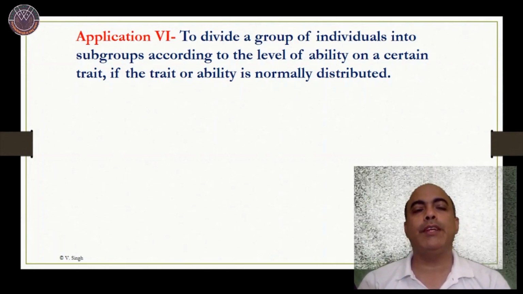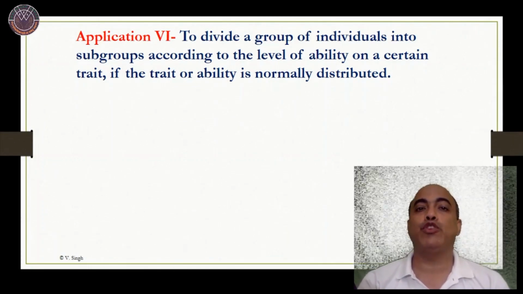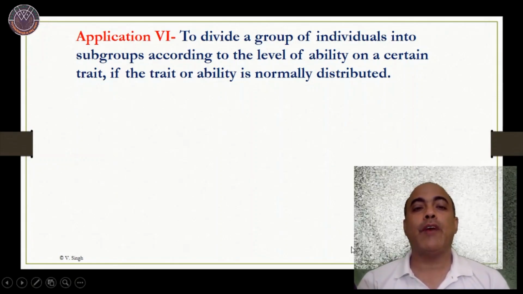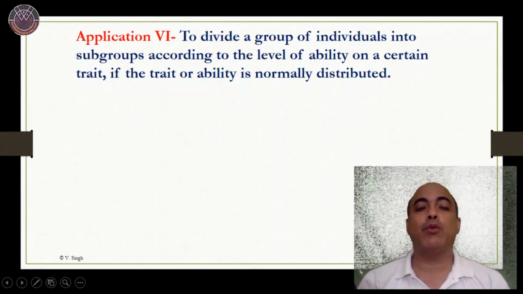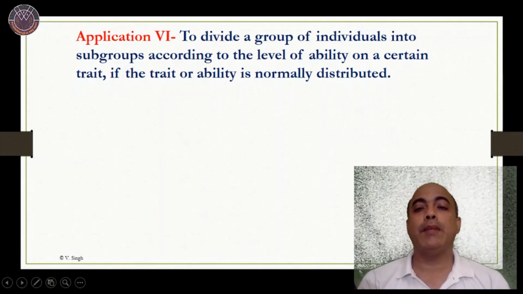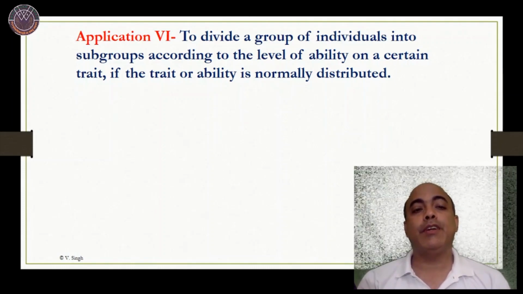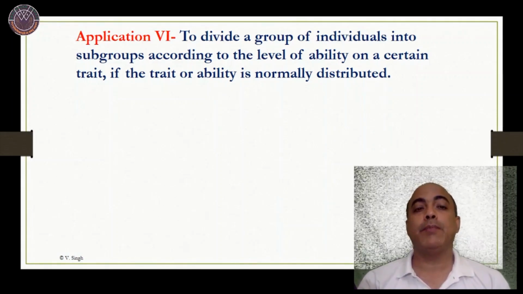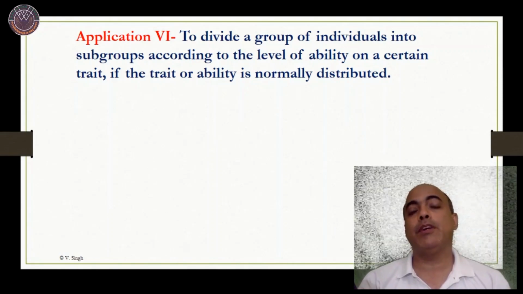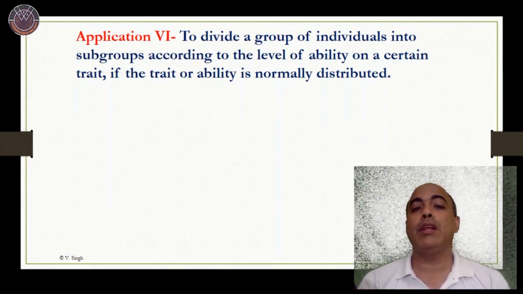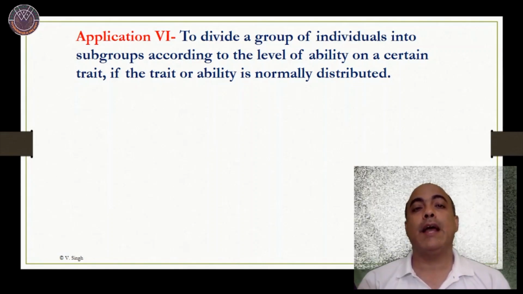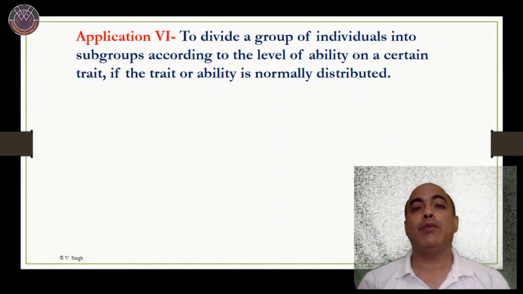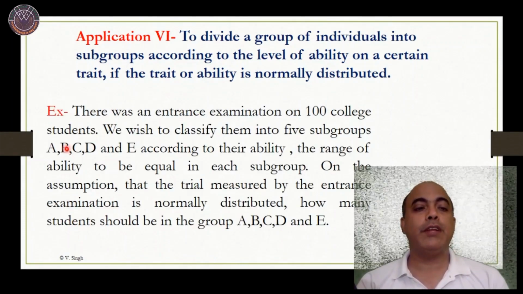Okay, now we will see the sixth application of the normal distribution curve. The sixth application is to divide a group of individuals into subgroups according to the level of ability on a certain trait, if the trait or ability is normally distributed. So to understand this application, we will take one problem.